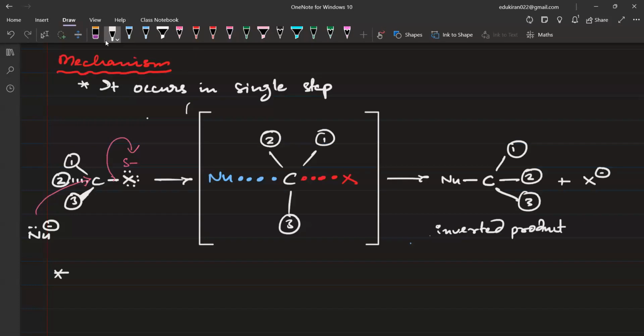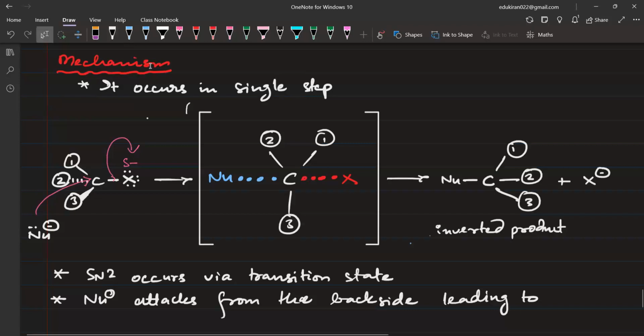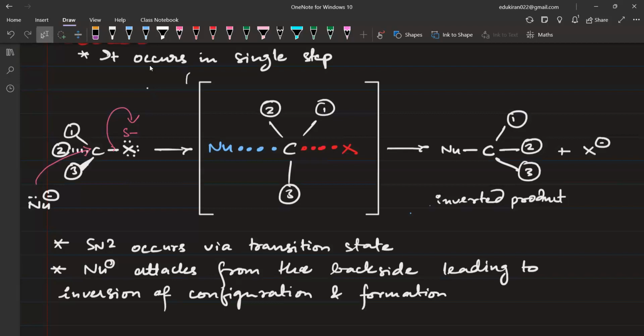So the most important part is: SN2 occurs via a transition state, and the nucleophile attacks from the backside, leading to inversion of configuration and formation of 100% inverted product.